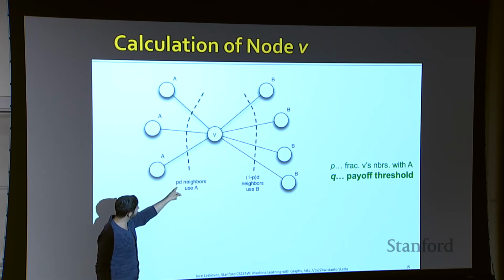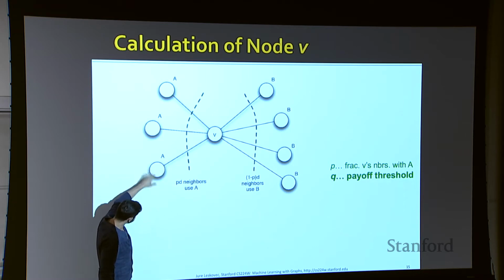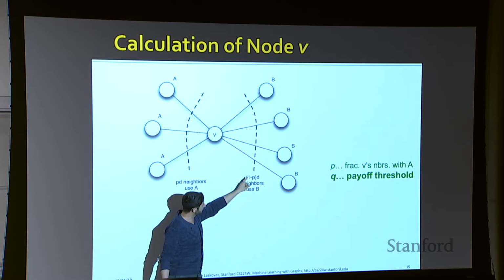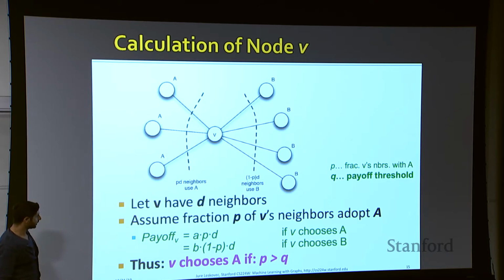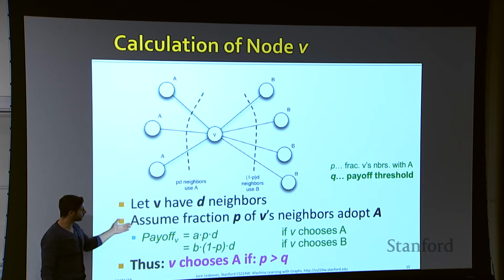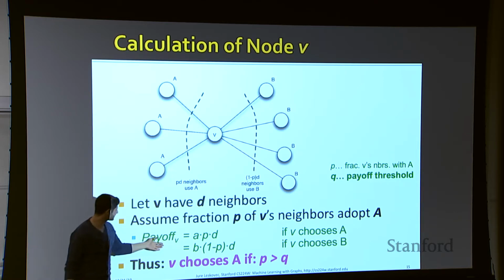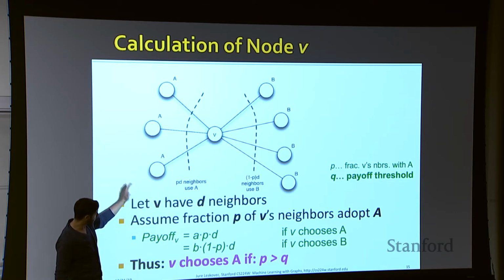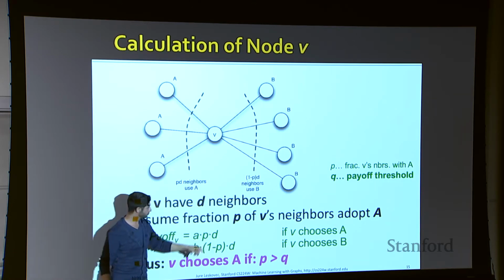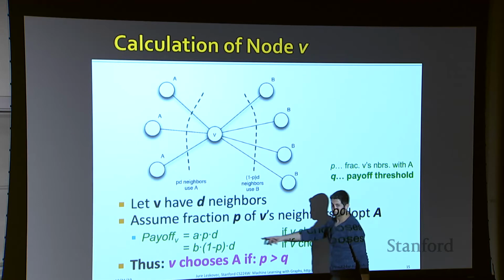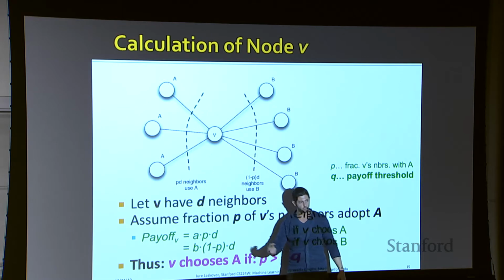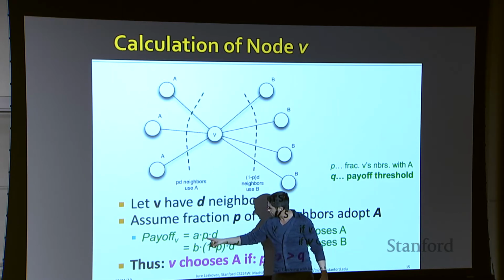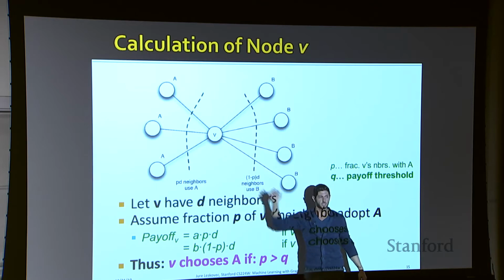So with probability P times D, this is the number of neighbors that are using A, and 1 minus P times D is the number of neighbors that are adopting the strategy B. Now, how do we compute our payoff? It's as easy as our payoff coming from the choice of A. If V is choosing strategy A, this is how we compute our payoff. The little a is the single payoff that you get from one of the nodes adopting the behavior A, and then we do P times D, which gives us the number of neighbors that adopted A.